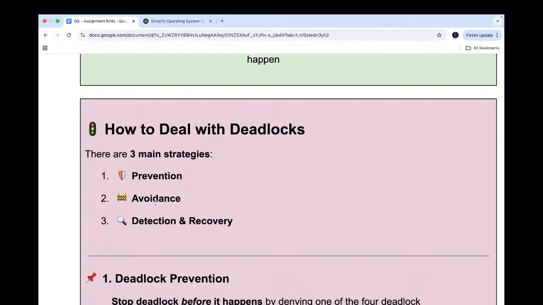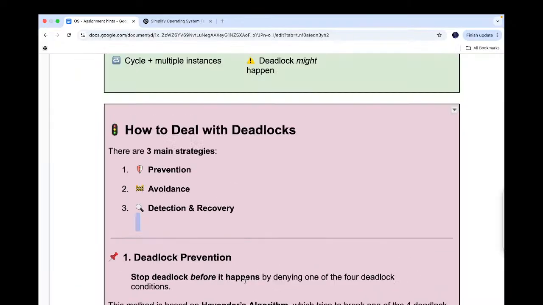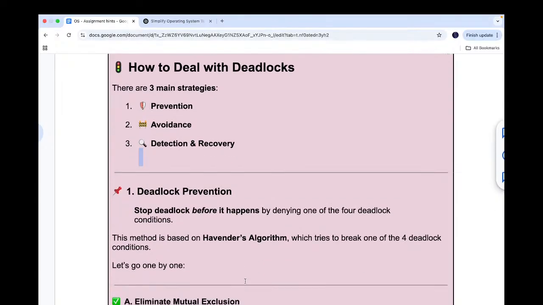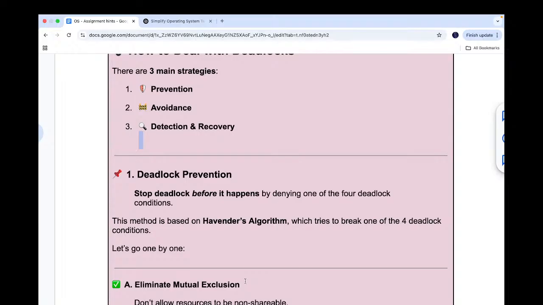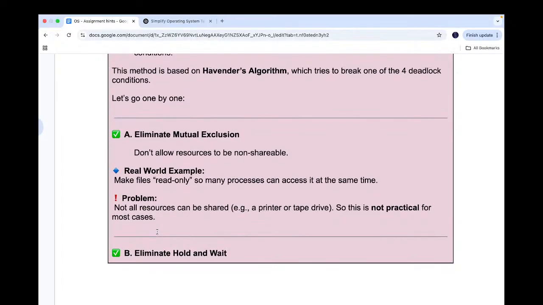How to deal with deadlock? Prevention, avoidance, detection, and recovery. Deadlock prevention: stop deadlock before it happens by denying one of the four deadlock conditions. This is based on Havender's algorithm. Let's eliminate mutual exclusion. Don't allow resources to be non-shareable. Real world example: make files read only so many processes can access them at the same time. Not all resources can be shared, so this is not practical for most cases.